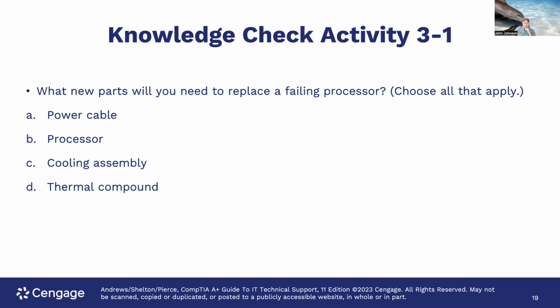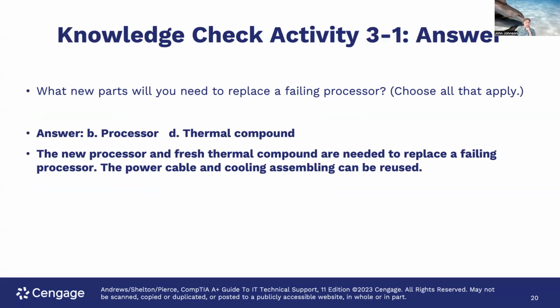So the 3 things that I would say, B, C, and D, you're going to need, but it depends if you can reuse your C from the previous one, and it depends if D came already on. So I'm going to say B, C, D, but definitely B, and C and D are optional. The answer says B and D: the new processor and fresh thermal compound are needed to replace. Power cable and cooling assembly can be reused. But again, as I said, that's if a faulty cooling assembly wasn't the cause of the failure to begin with. So I can understand them not having C on there.